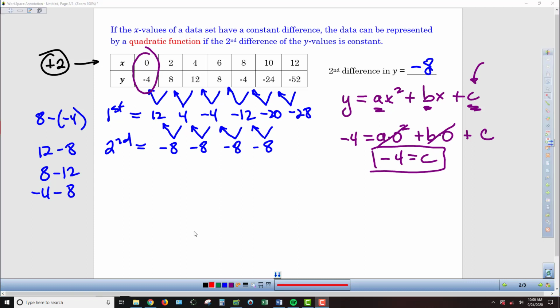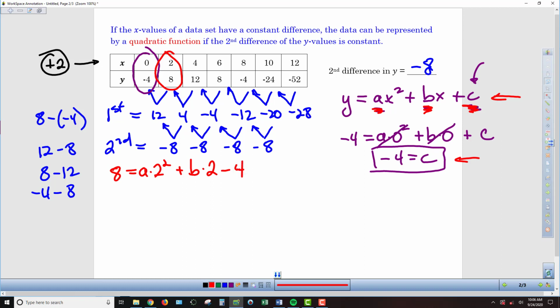We're going to have to set up two more equations to solve for a and b. So I'm just going to use the next 2 points in my table. To start off with, I'm going to use this 2, 8. In place of y, because again we're using this equation here, I'm going to put 8 equals, and then in place of x I'm going to put 2. So a times 2 squared, plus b times 2, and then instead of c, since I've already found that c equals -4, I'm going to put -4 right there.